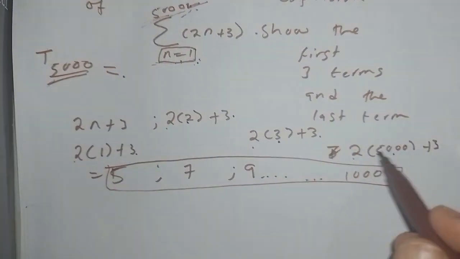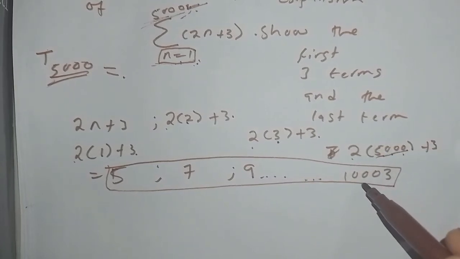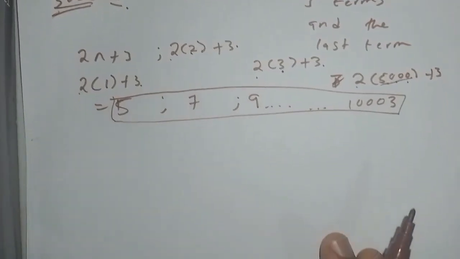That is why you see me substituting 5,000 where there's n, right? Then getting my answer as 10,003. I hope you understand. Let's move to the next question.